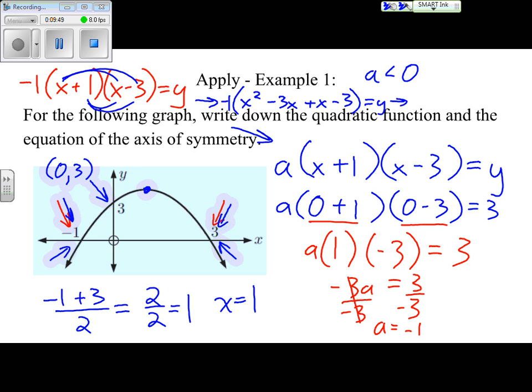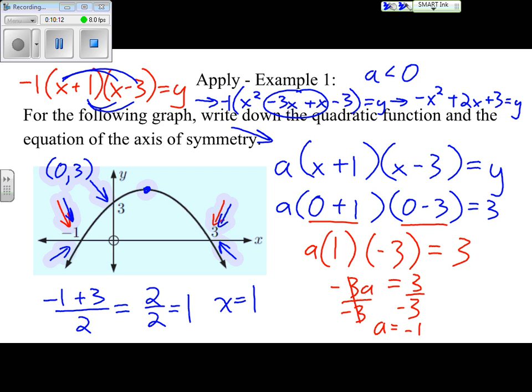So for my final equation, I would have negative x squared plus 3x. Oh, sorry, if I combine these two, I'll have a negative 3x plus an x, so that's negative 2x. But when I multiply by the negative 1, I have a positive 2x. And then finally, a plus 3 at the end equals y.